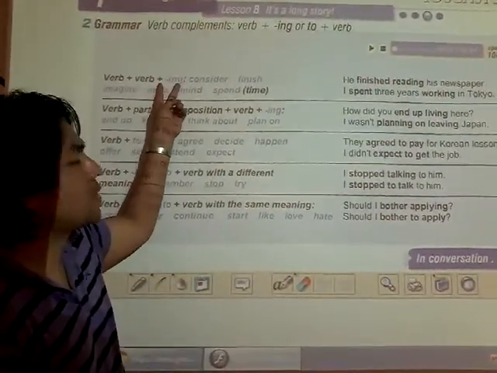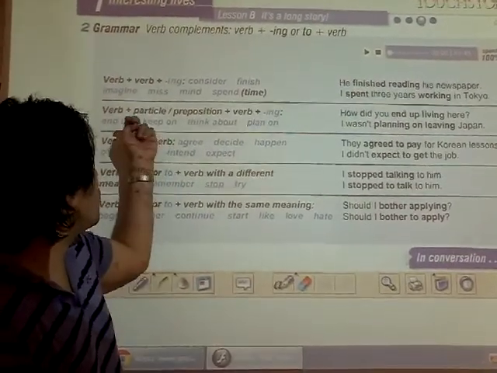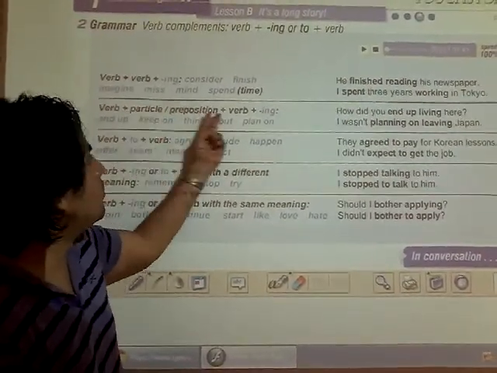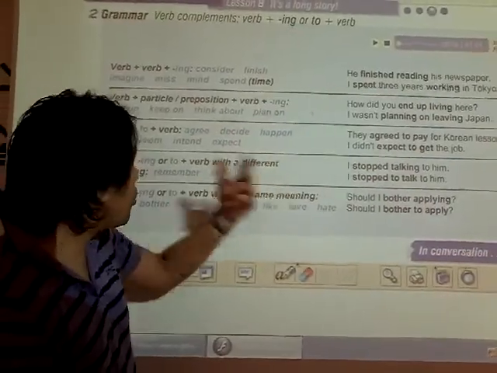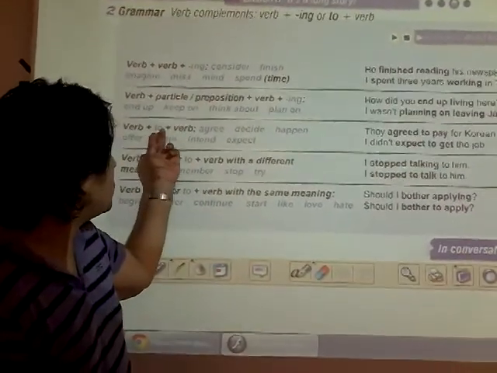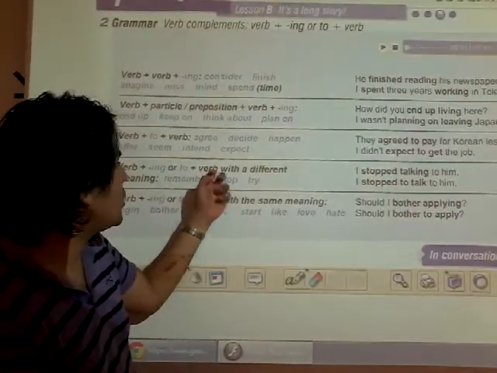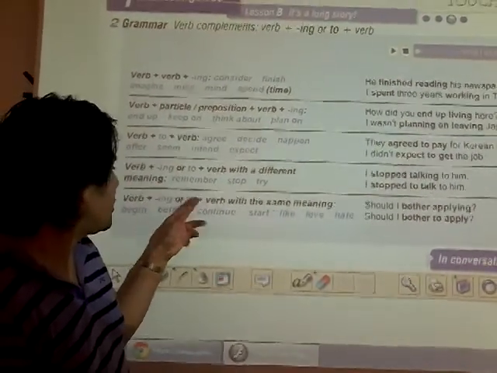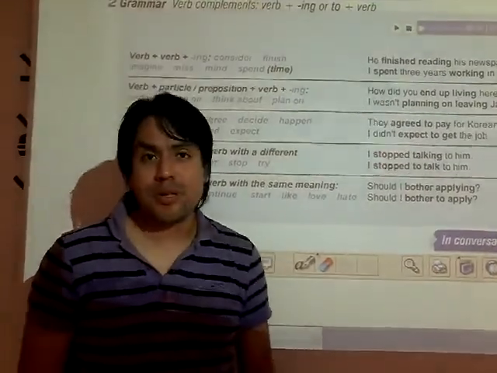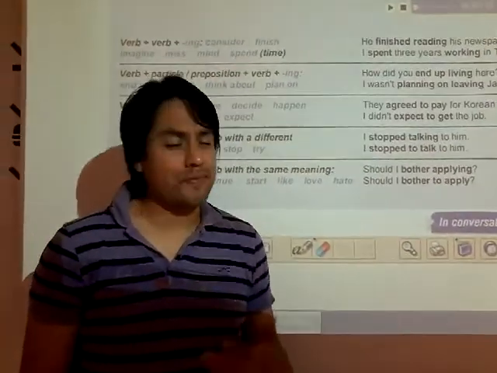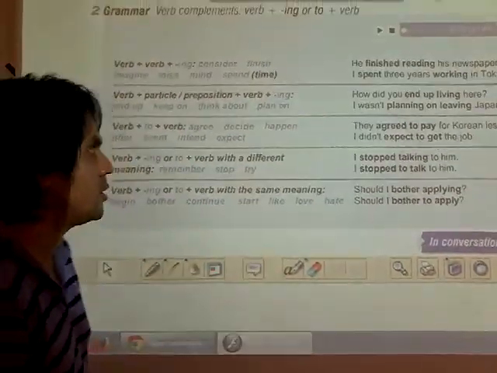with another verb plus ing, or with particle plus verb plus ing, or verb to verb, or verb ing or to verb, or either way. So you have to remember this. This is only a question of memory. Okay? So we're just going to see this.